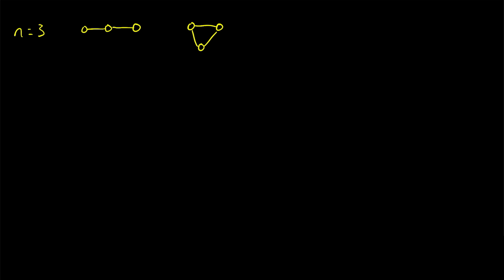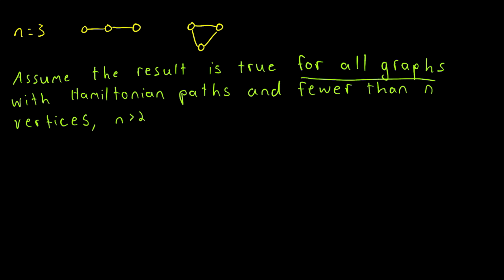So we'll just begin the induction step by saying assume the result is true for all graphs with Hamiltonian paths and fewer than n vertices, where we can say that n is greater than 2 because we already proved the result is true for all graphs with one vertex and two vertices that have Hamiltonian paths. And so, of course, if you prefer, instead of writing greater than 2, we could write greater than or equal to 3. Then, to complete the proof, all we have to do is show that for all graphs that have Hamiltonian paths and n vertices, deleting any k vertices from these graphs leaves us with at most k plus 1 components.